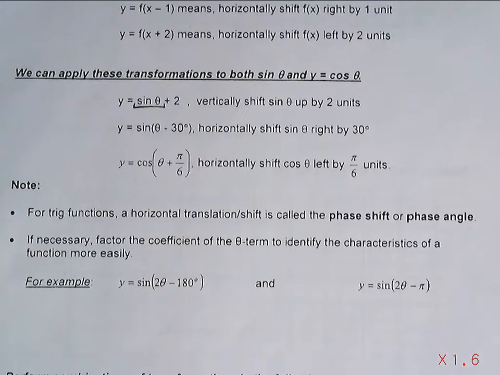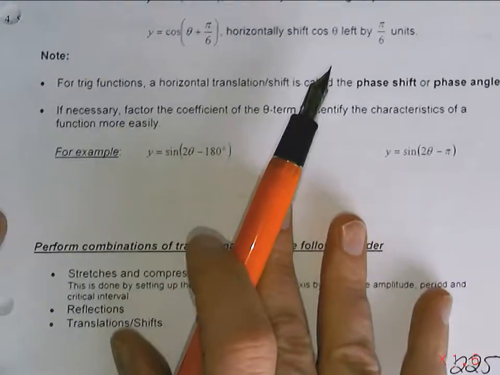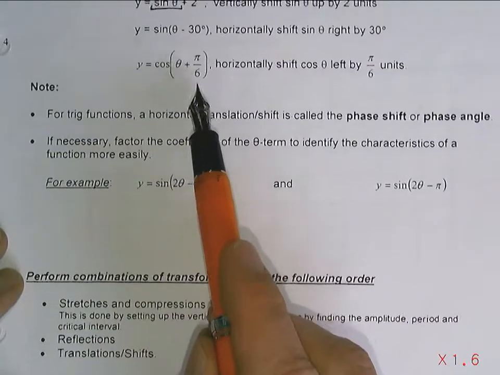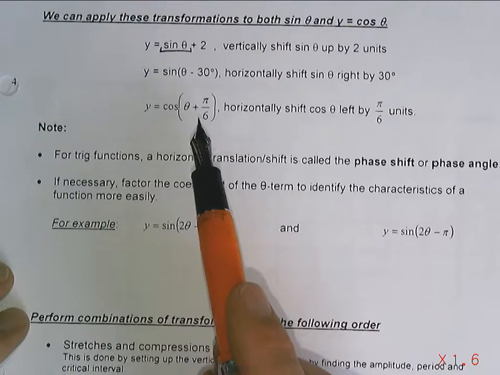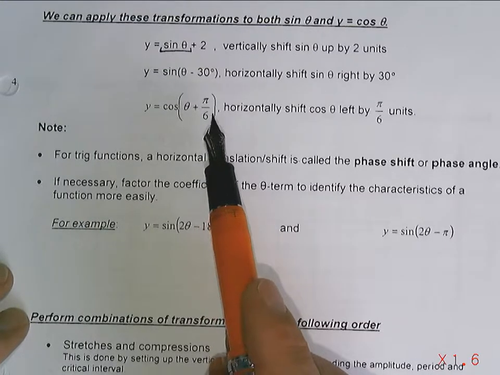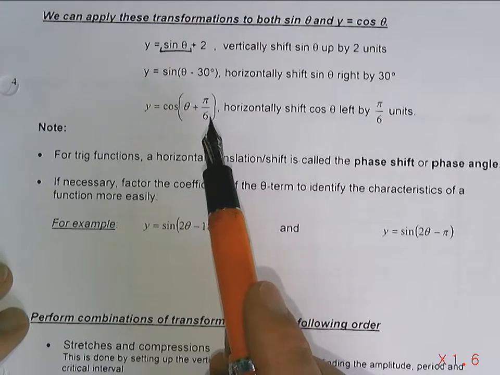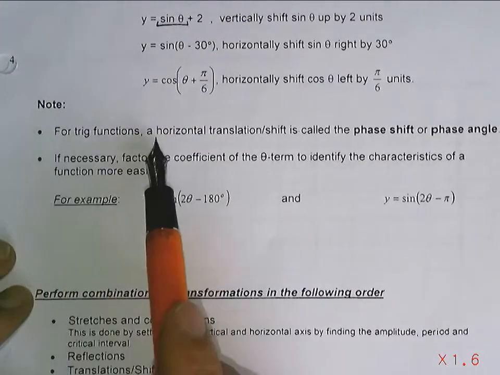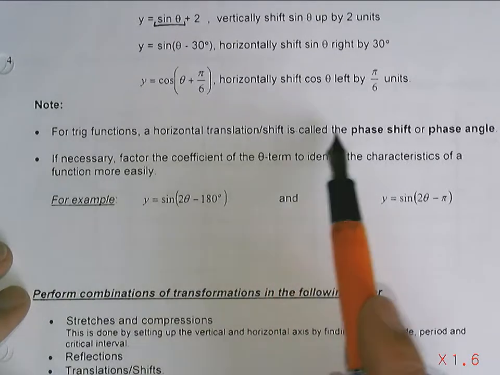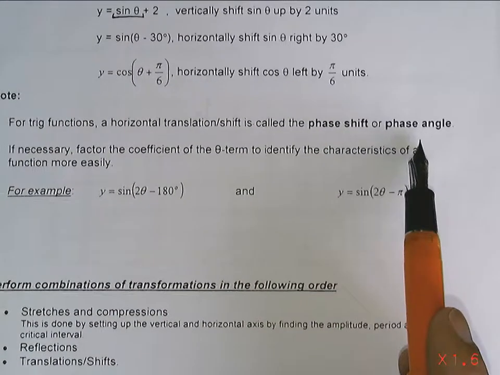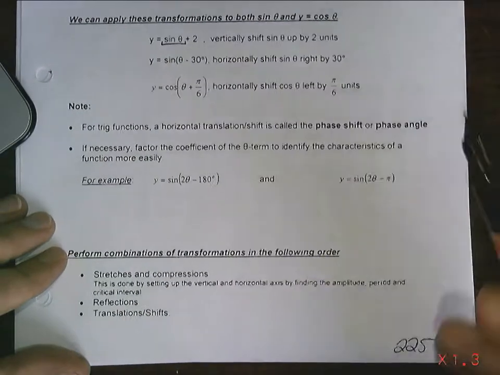Okay? Note, for trig functions, by the way, I won't be testing you on the pi notation, on what have you, but it is something that comes up a lot next year, so it's a good idea for me to start talking to you about it now so it doesn't seem so scary. So, note, for trig functions, a horizontal translation or shift is called a phase shift or a phase angle. And if necessary, we still have to common factor.